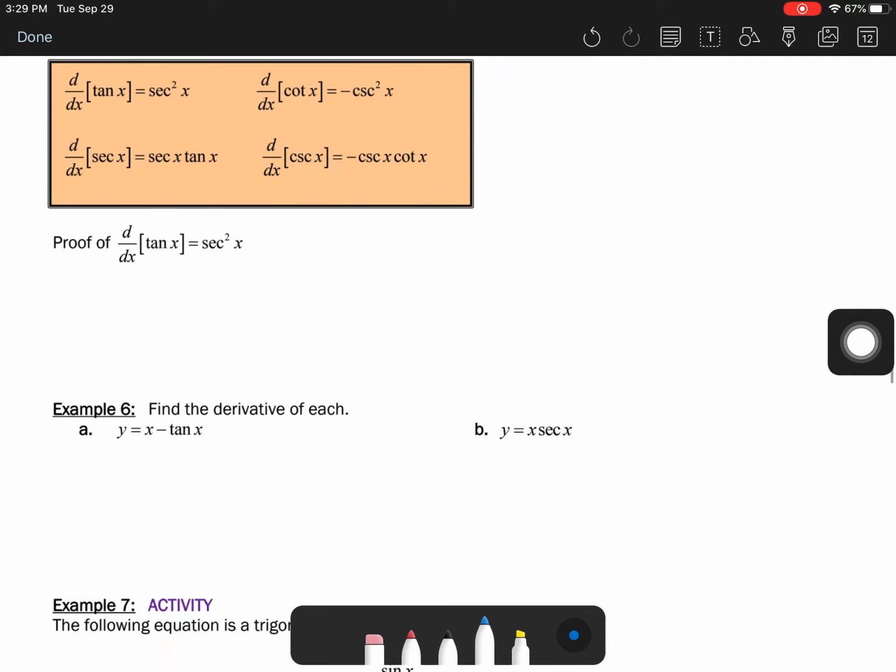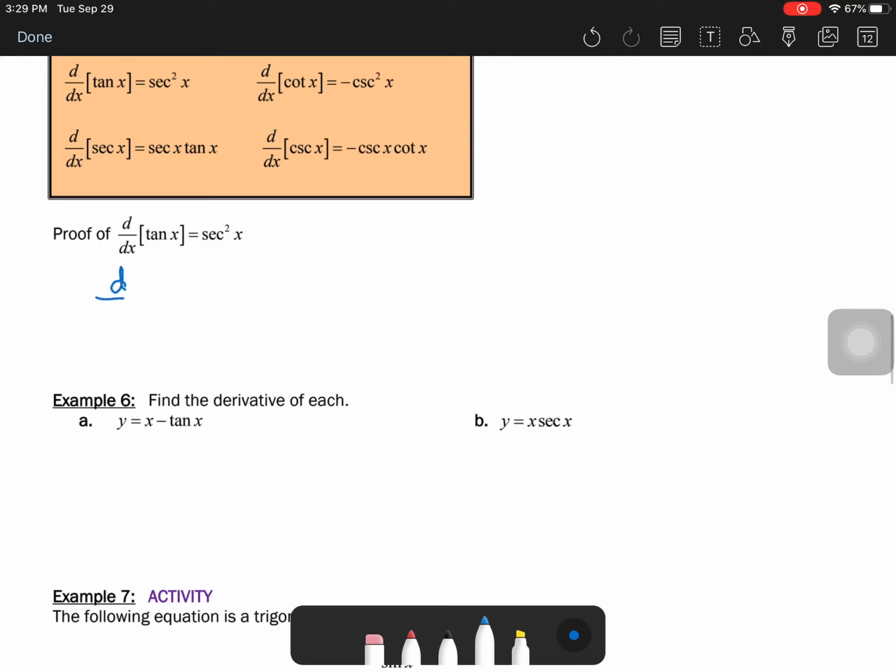Okay, so the first thing we're going to do is go through the proof of the derivative of tangent, and we're going to do that because we learned the quotient rule, and we know our trig ratio for tangent is sine over cosine, right? Sine of x over cosine of x, that is the equivalent of tangent. Okay, so our proof comes through this process. We can use our quotient rule.